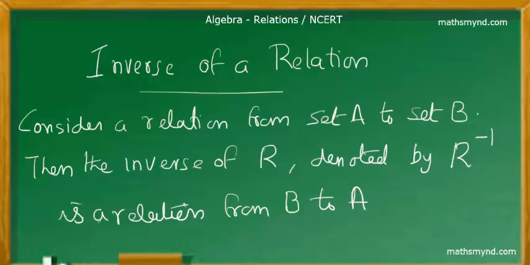by r raised to minus 1, and note that r raised to minus 1 isn't representing a mathematical operation. It is not equal to 1 by r. So that's a very important point which we have to note, that r raised to minus 1 is not equal to 1 by r. So it doesn't mean that. Of course, that's a meaning when we are writing other equations, but in this particular case, that's not the meaning. So r raised to minus 1 is just an indication for the inverse of a relation.